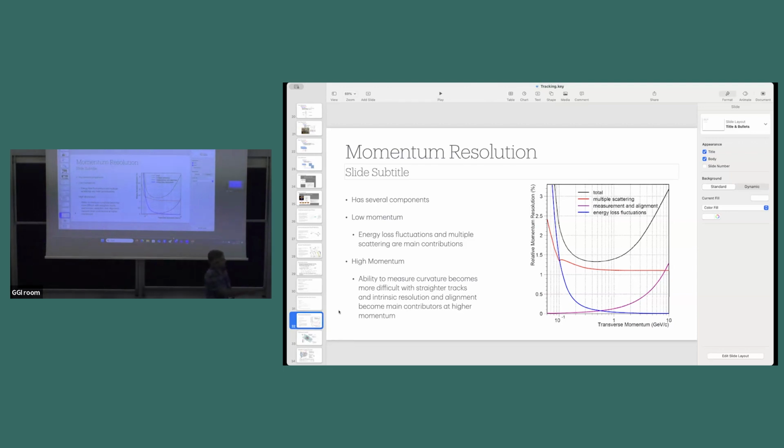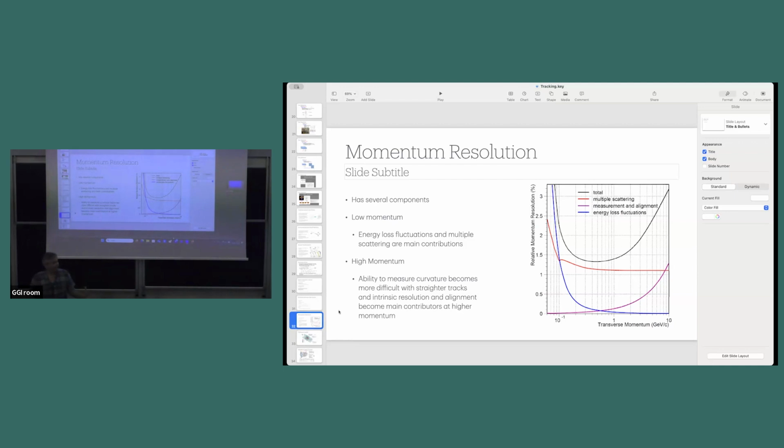As you saw here, the blue line is the energy loss fluctuation, and then the multiple scattering also falls off. But you see that this other factor increases quite a lot. And so that's basically the intrinsic curvature problem, that is, it's getting straighter and straighter. It becomes more and more difficult to see the difference between that and a straight line. And things like the intrinsic resolution of the detector and the alignment become the main contributors.